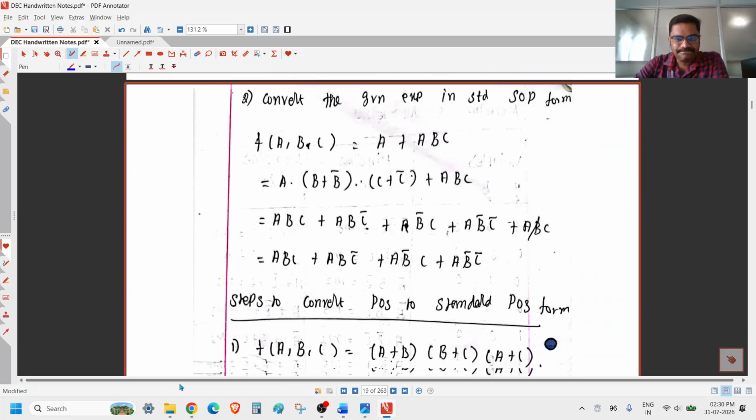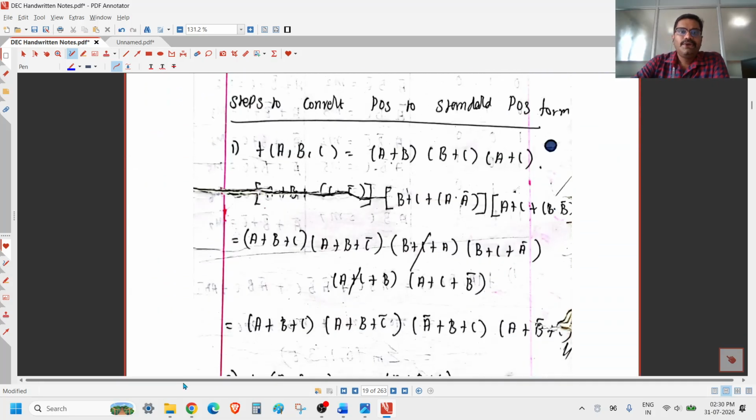Likewise, there is a way to convert the unstandard or canonical POS into standard POS form. Again, you can see there is an example: f of A comma B comma C is equal to A plus B into B plus C into A plus C. Now you can see why this is an unstandard form: in the first term the C variable is missing, in the second term A is missing, and in the third term B is missing, right?